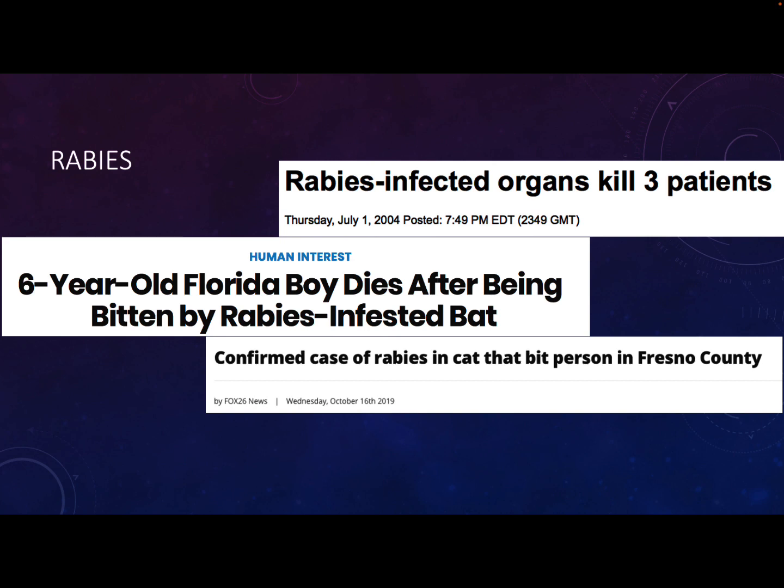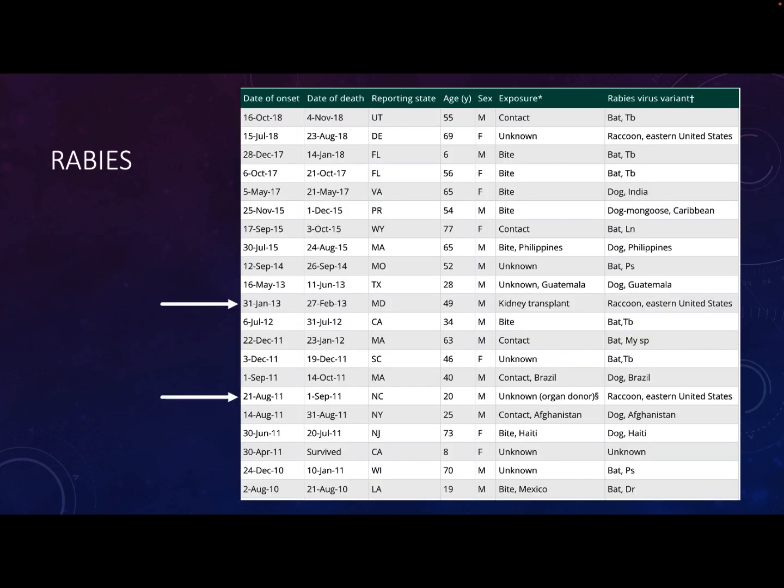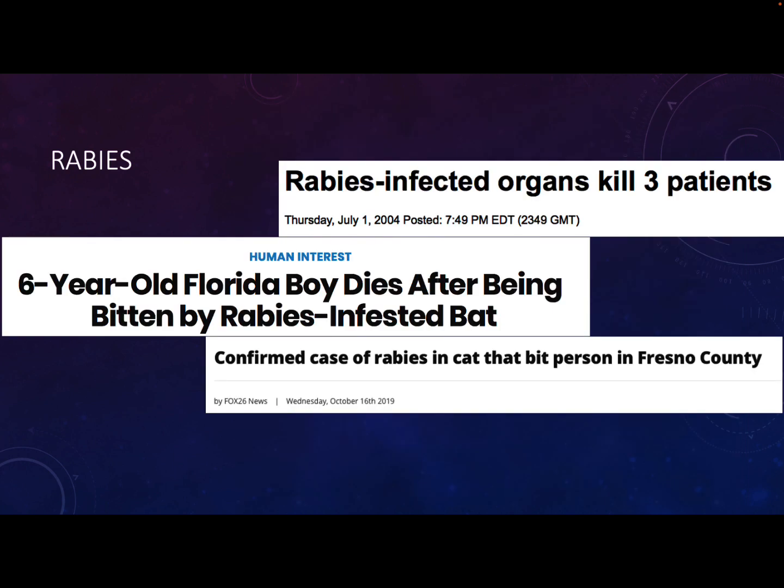This was a little bit more recent. A 6-year-old Florida boy died after being bitten by a rabies-infested bat. Here he is. So the parents knew he had been bitten by a bat. They knew bats could carry rabies. They washed his bite with bleach and thought that would be sufficient. And then he died. So those parents don't feel very good.